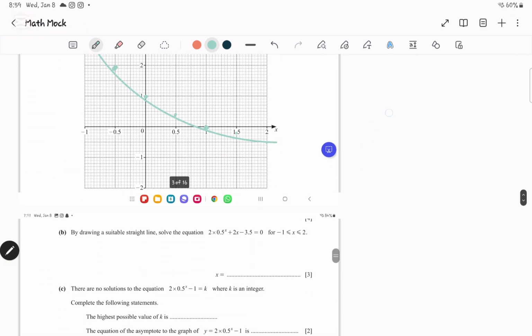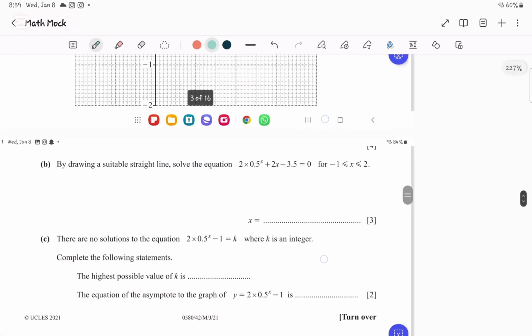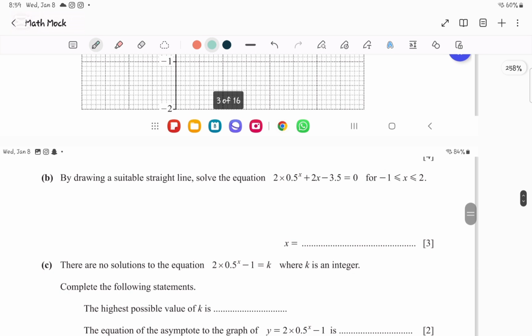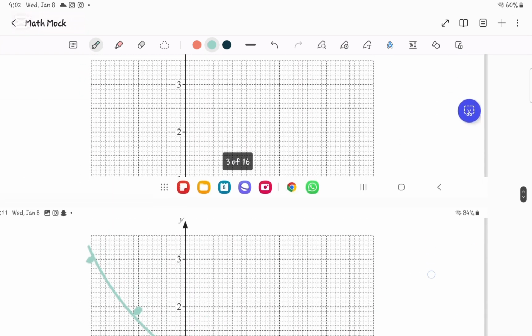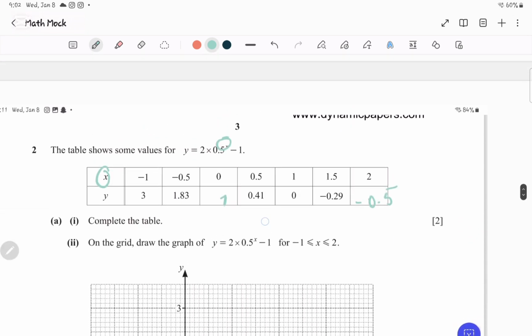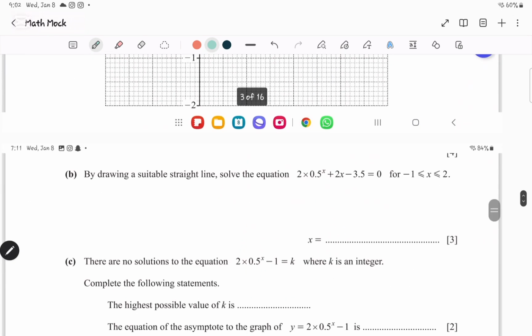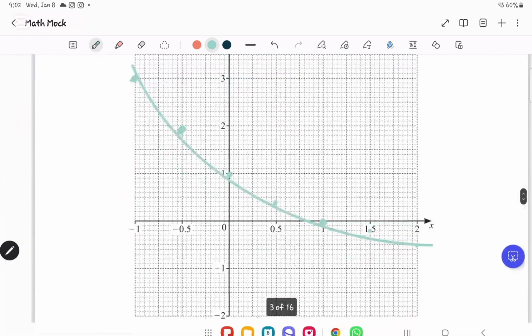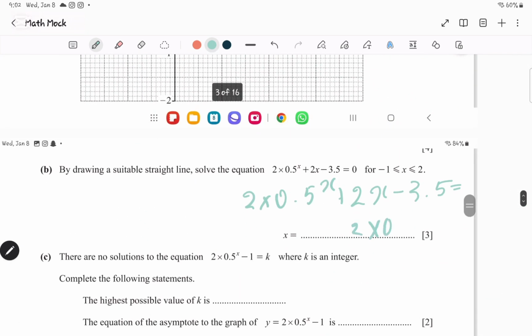Now, B. By drawing a suitable straight line, solve the equation 2 times 0.5 to the power of x plus 2x minus 3.5 is equal to 0. So in my opinion, what we can do here is we can take this and make it equal to this. So 2 times 0.5 to the power of x plus 2x minus 3.5 is equal to, let us go back and get, 2 times 0.5 to the power of x minus 1.